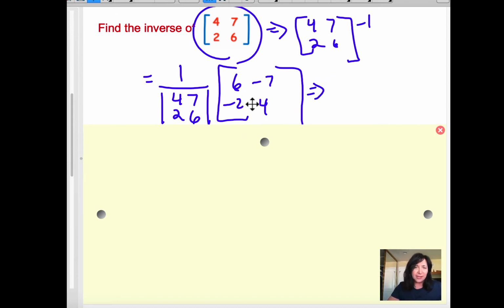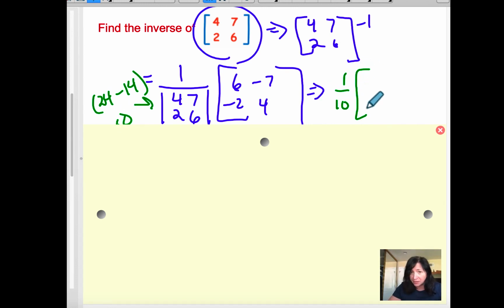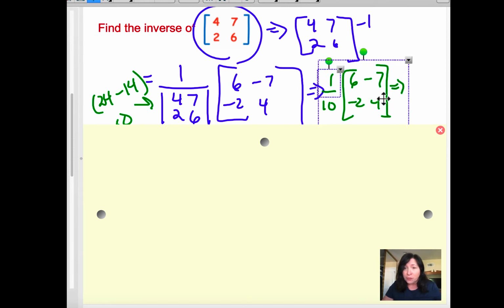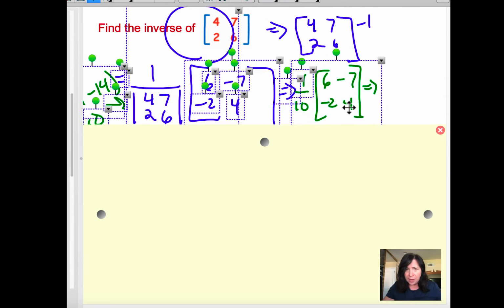And so realistically, all I have now is 1 over the determinant. Now I need to fix this. That's 4 times 6, which is 24, minus 14. So 24 minus 14 is 10. Realistically, this is saying 1 over 10 times this: 6, negative 2, negative 7, and 4. Like I said, unfortunately there's no super neat way of doing this. I'm going to move this over because I'm running out of room.